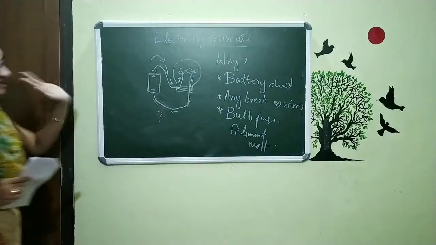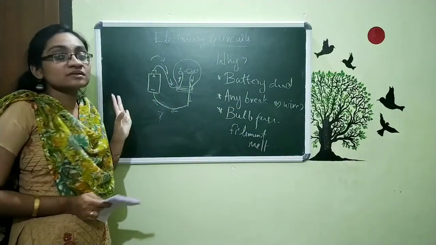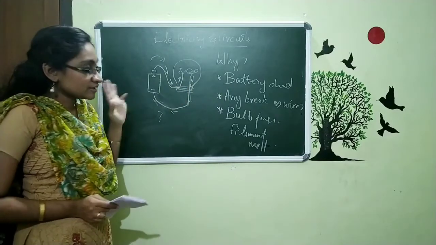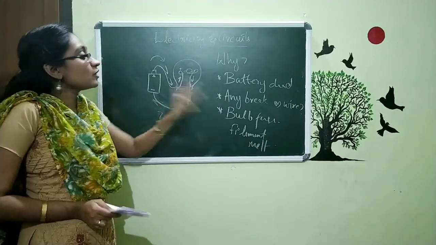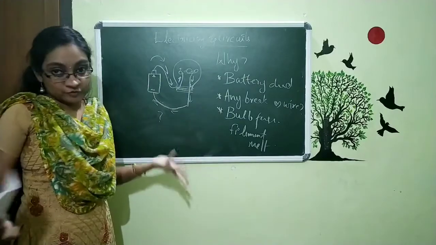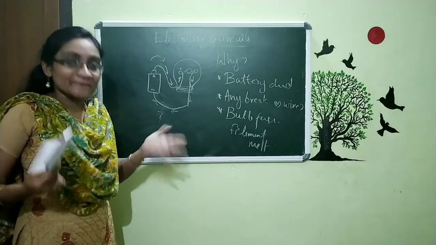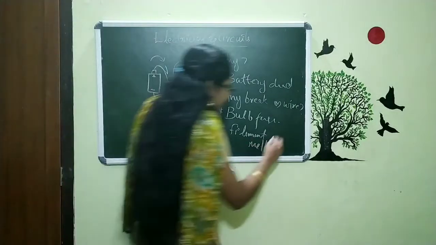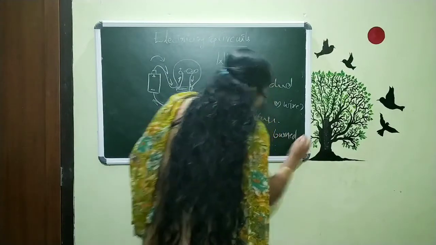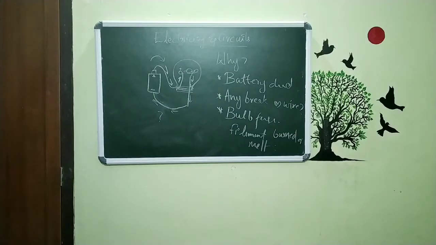So the thing you want to remember is why the circuit is not glowing. One possibility, the battery may be dead. The second possibility, any break in the wire. And the third possibility, the bulb may be fused. Fuse means the filament may get burnt or melted. Very simple thing.